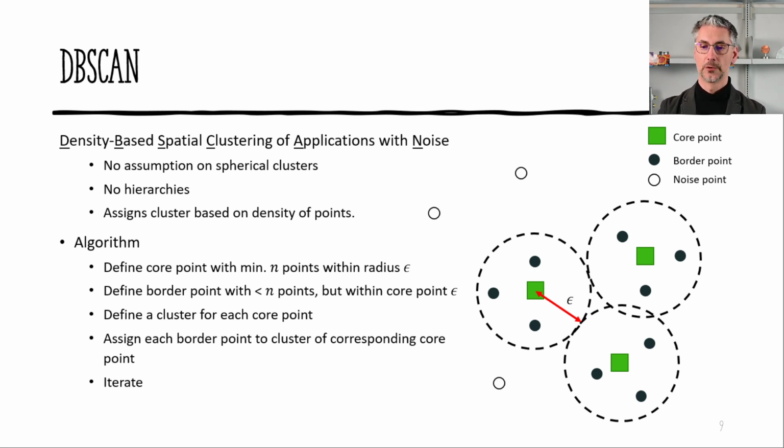So how does this algorithm work? We define a core point with a minimum number of points within a radius epsilon. Right? So this is the green square, our core point, and we define the parameter epsilon. This is a hyperparameter, both of them, so we need to tune those. So we define border points. These are the black ones. They are within the radius epsilon. And then we define a cluster around each core point. Now we assign each border point, these are the black ones, to the cluster of the corresponding core point, and we iterate. And then we keep going until we reach a stable configuration.